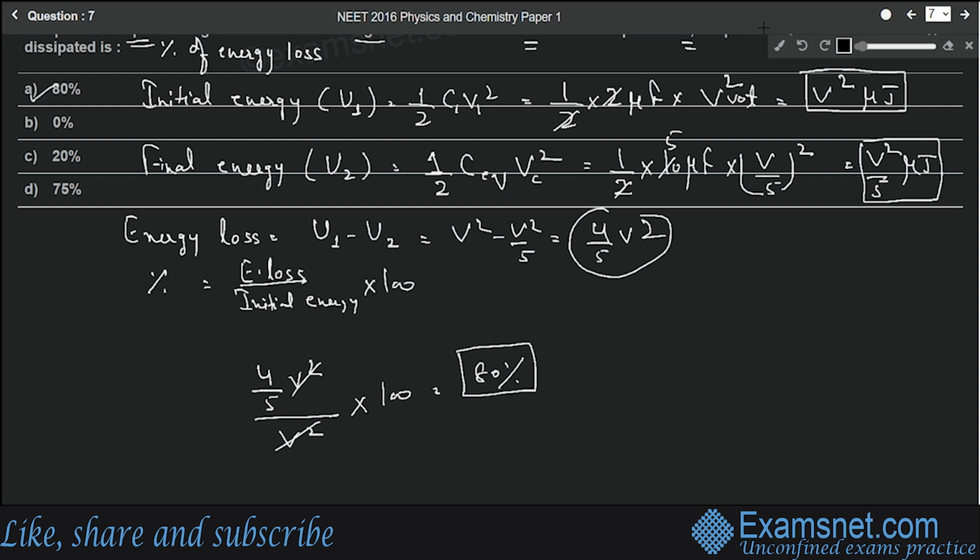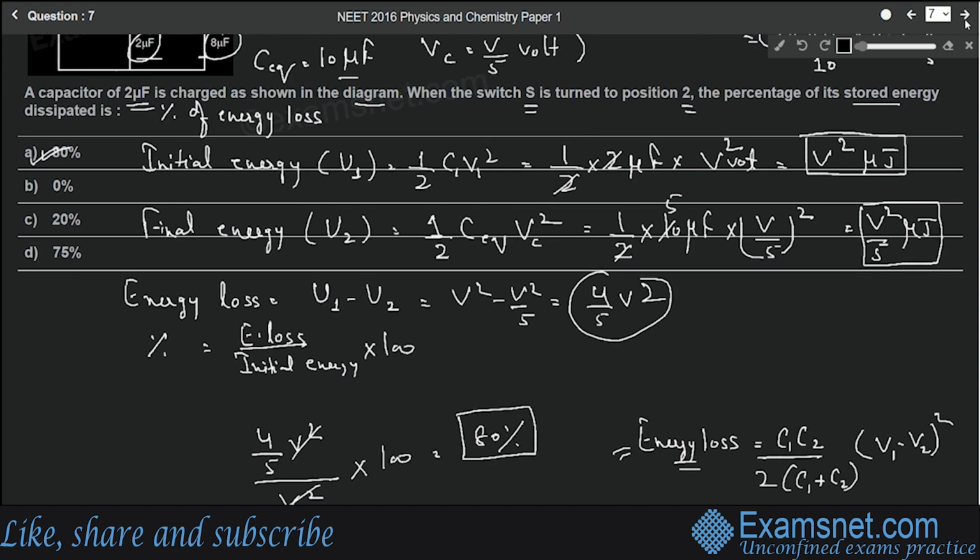So option A will be the correct answer. You can also use a direct formula to find the energy loss. There is a formula for energy loss, and that is equal to C1 C2 upon 2 (C1 plus C2), then (V1 minus V2) whole square. You can also put values in this equation to find the energy loss, and then you can find the percentage of energy loss. It will be equal to 80% only. So option A is the correct answer.